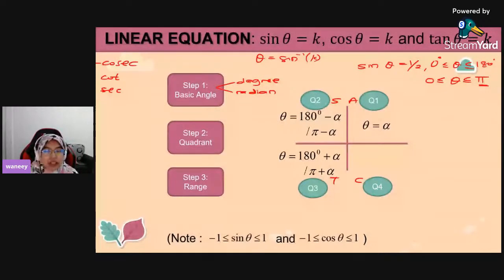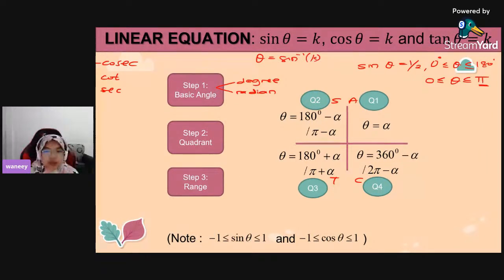So those are the differences between radian and degree. In degree, we are using 180. In radian, we are using pi. In the fourth quadrant, we are going to get 360 minus alpha, or you can actually use 2 pi minus alpha. And then of course, the third step, you have to check your range. So you have to go back to the question and check whether you have another period or not. Yes, because a trigonometric function is a periodic function, so you can have a lot of answers.